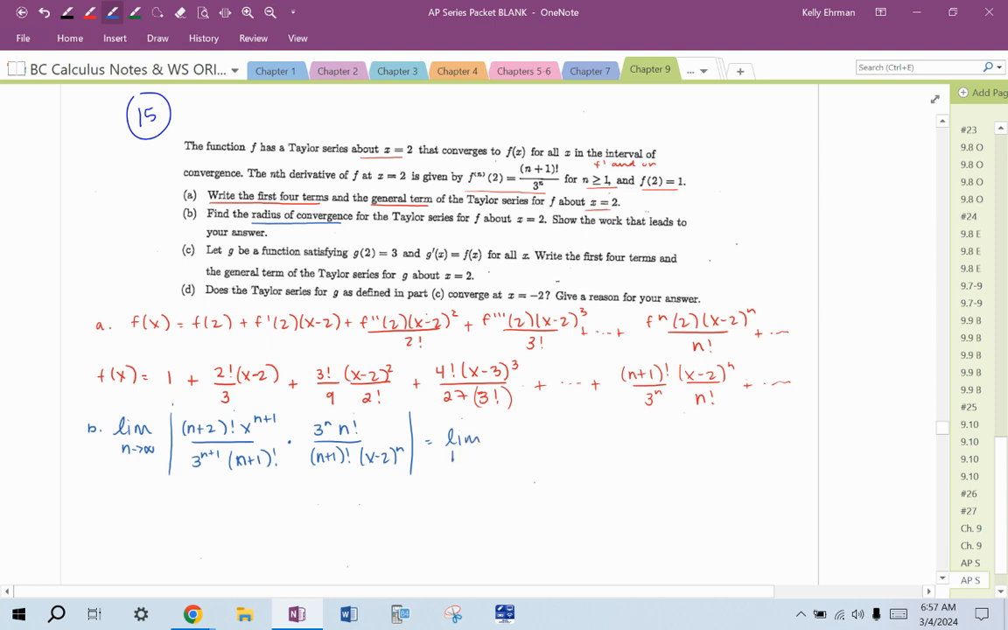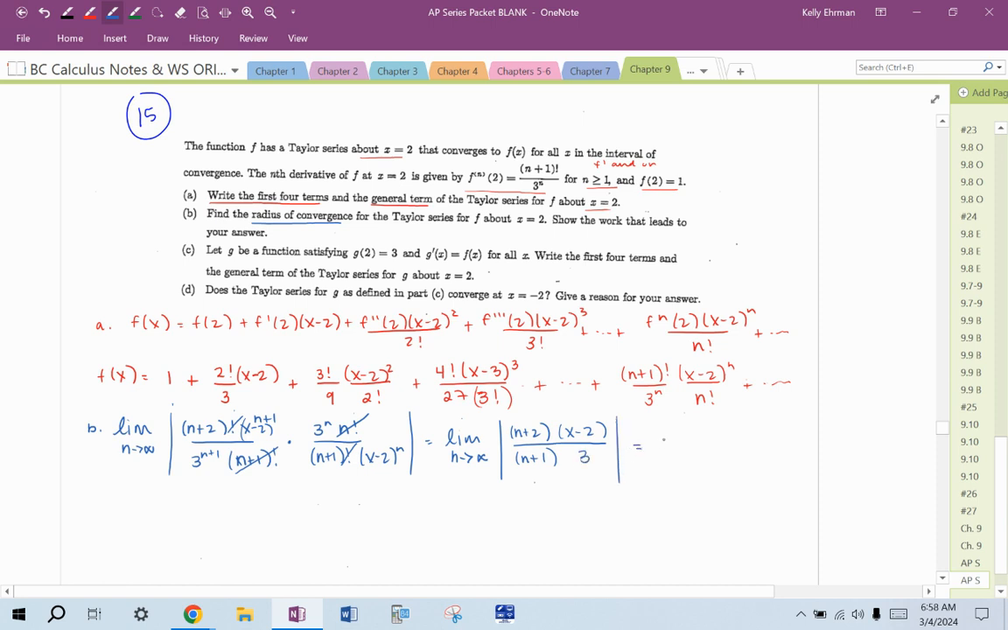Before you take the limit, simplify that. Don't just slash a bunch of stuff out here and call it a day. You want to rewrite after you've slashed some things. So here I will say n plus 1 factorial will cancel and leave you with n plus 2. N factorial will cancel down here and leave us with n plus 1. X minus 2 to the n plus 1 over x minus 2 to the n leaves x minus 2 to the first, over 3 to the first.